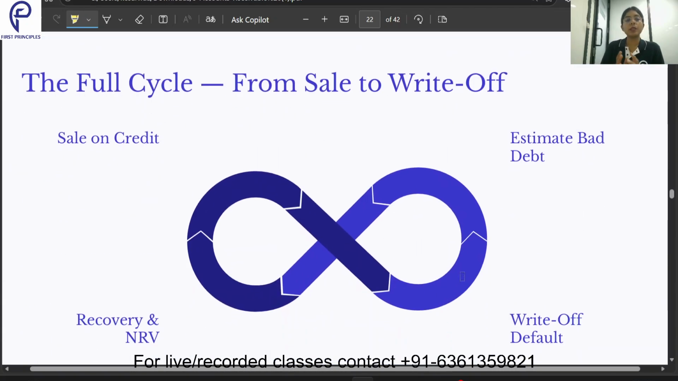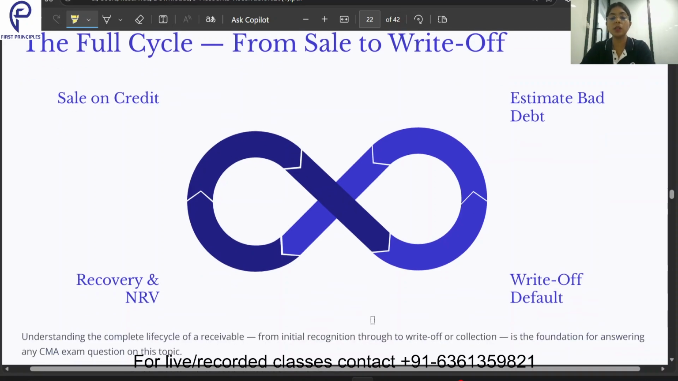Over here we have been given a full cycle from sale to write-off. First of all, it's a continuous process. We sell the goods on credit, then we estimate the bad debts out of it. Then if there is going to be any default amount, any unpaid amount, we write that off, and finally we get the recovery, or we record the net realizable value (NRV).